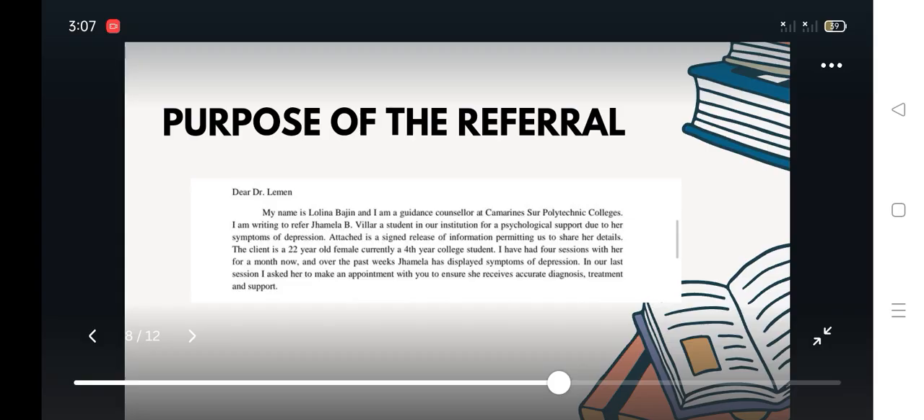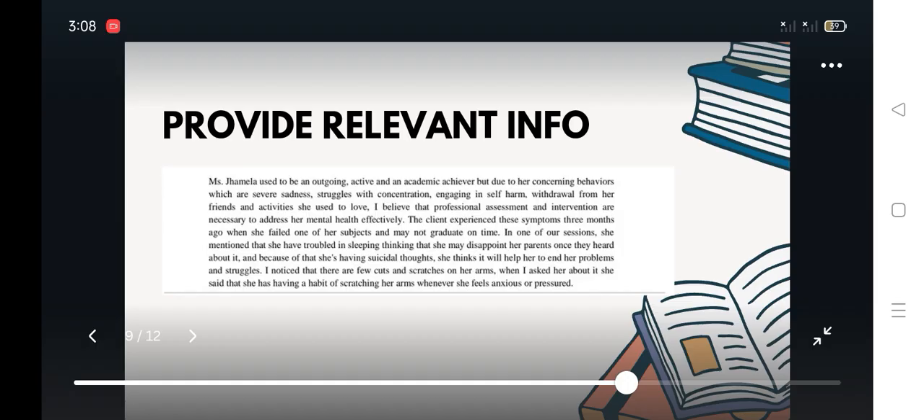After stating the purpose of the referral, we provided the relevant information about the client. It includes a brief medical history. In this case, the client doesn't have current medications or past treatments. And then we summarize the symptoms and behavior of the client. So Miss Jamela used to be an outgoing, active, and academic achiever, but due to her concerning behaviors, which are severe sadness, struggles with concentration, engaging in self-harm, and withdrawal from her friends and activities she used to love, I believe that professional assessment and intervention are necessary to address her mental health effectively.